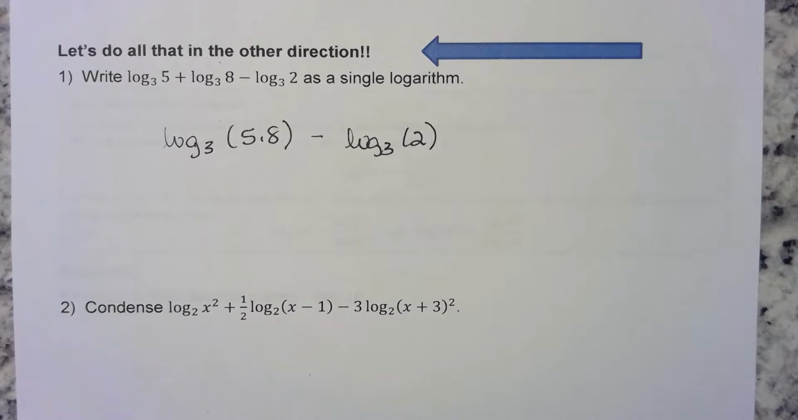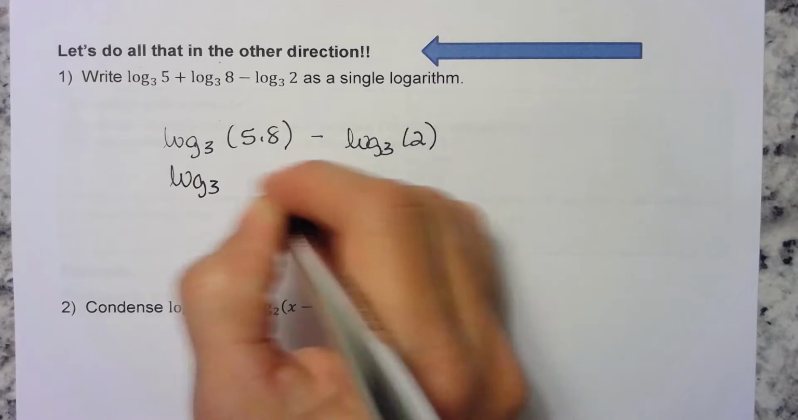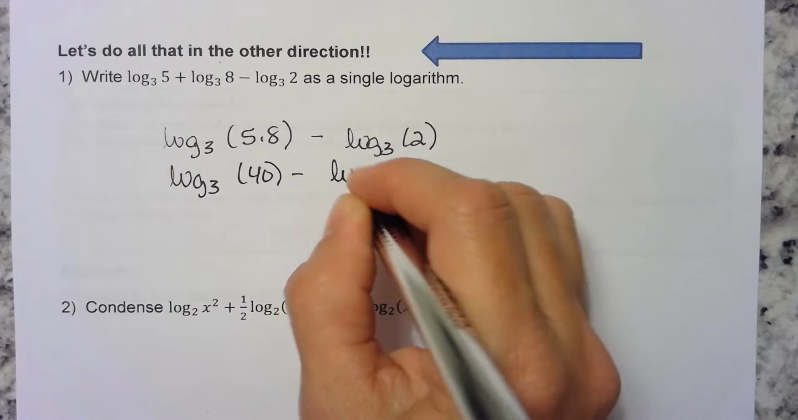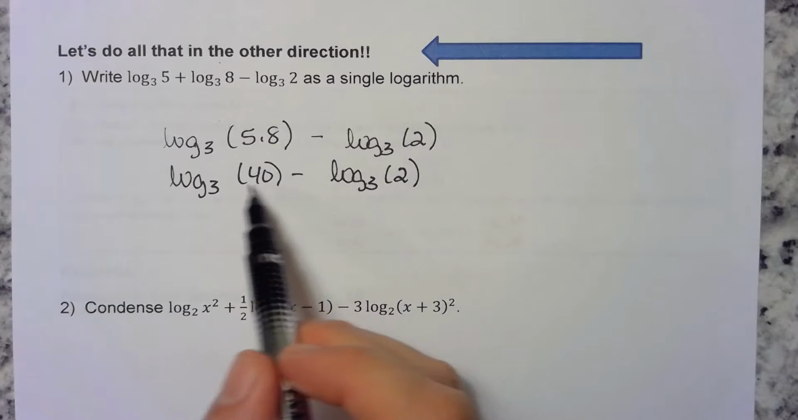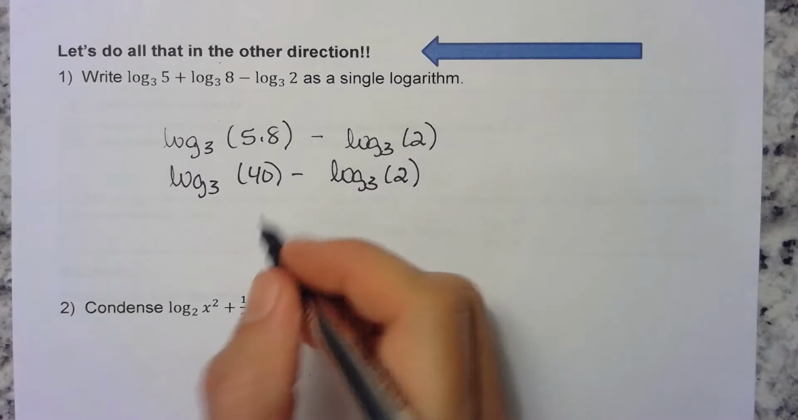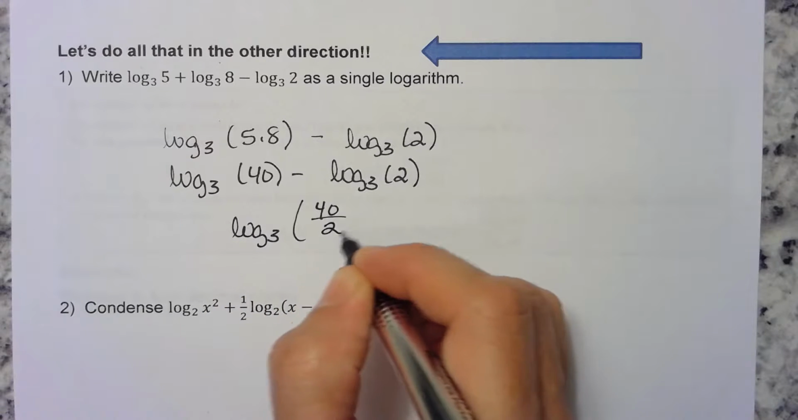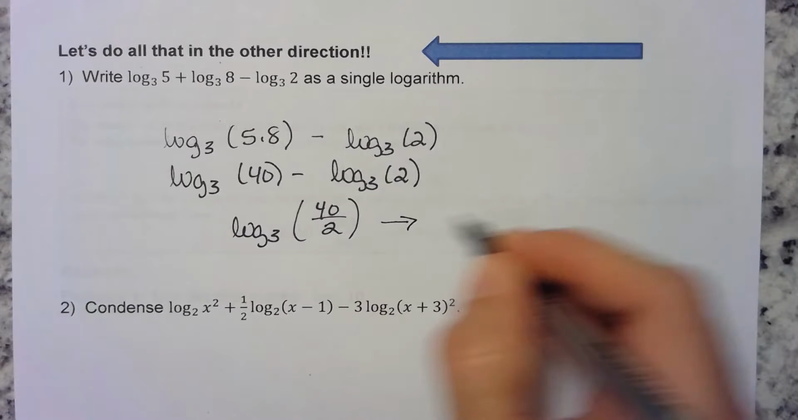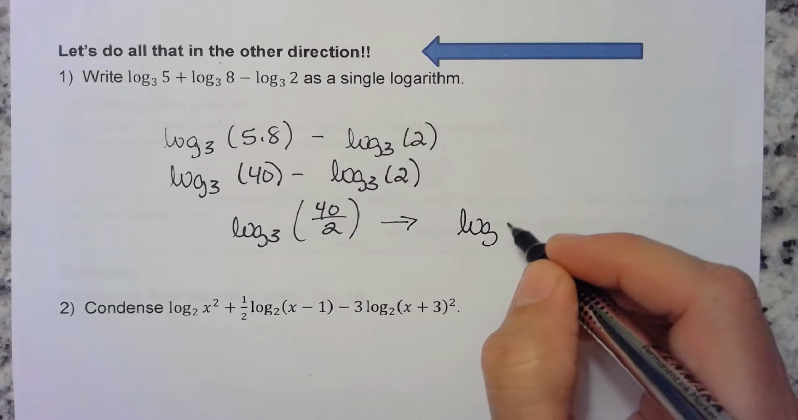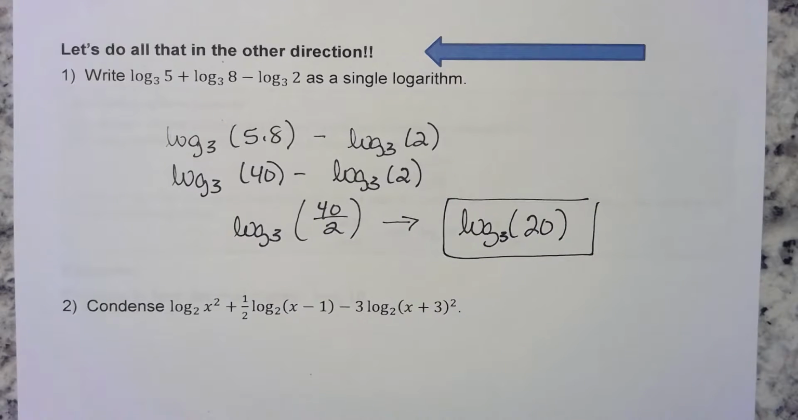If you try to do too many things at once, sometimes you might write the wrong thing. So this is going to be log base 3 of 40 minus log base 3 of 2. At this point, we have log base 3, and we have this argument, a minus, and this argument. So we're going to get log base 3 of 40 divided by 2. Well, this will give us log base 3, 40 divided by 2 is 20. So log base 3 of 20.